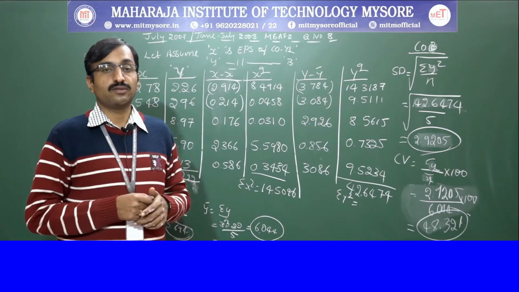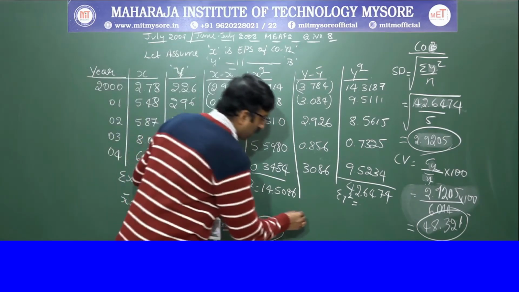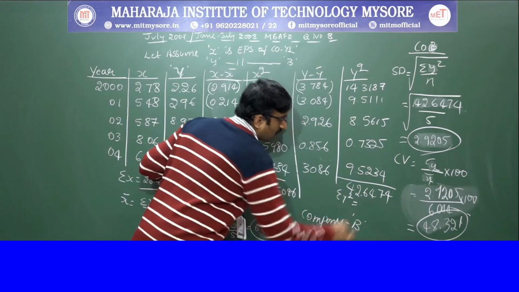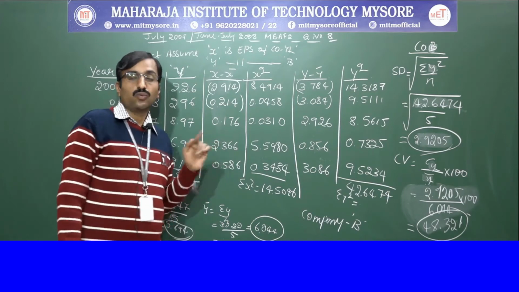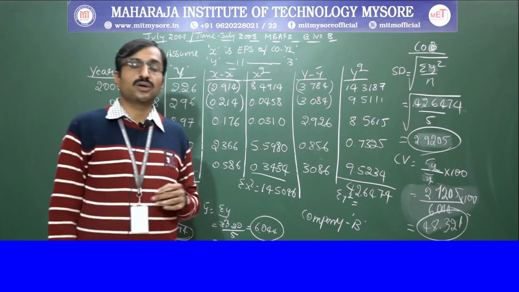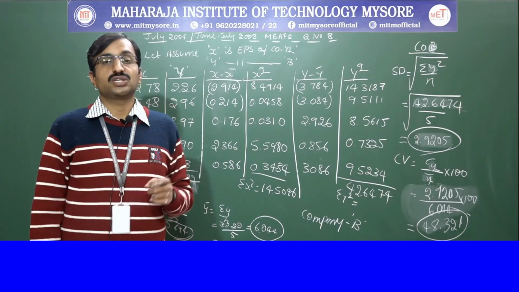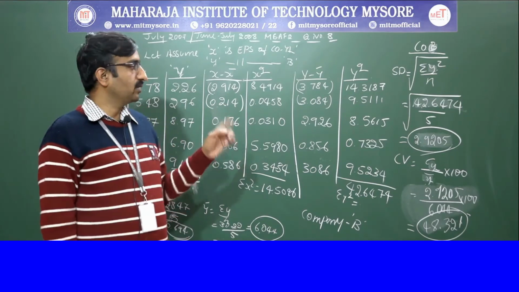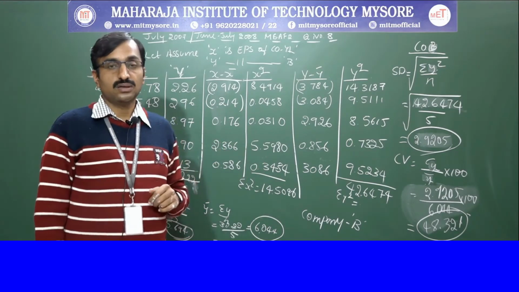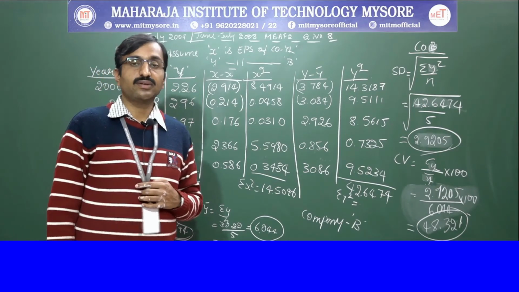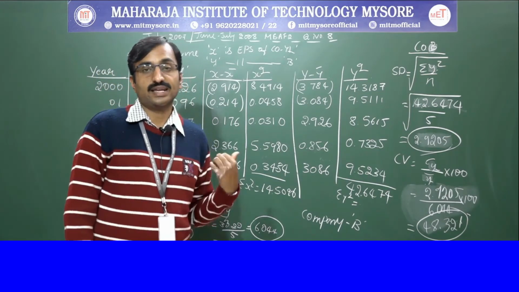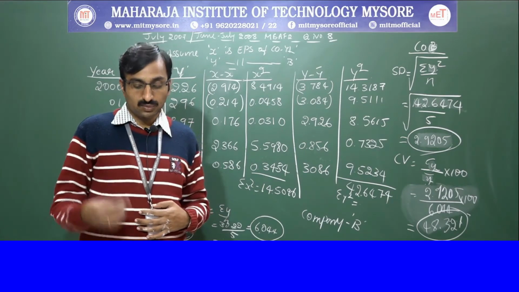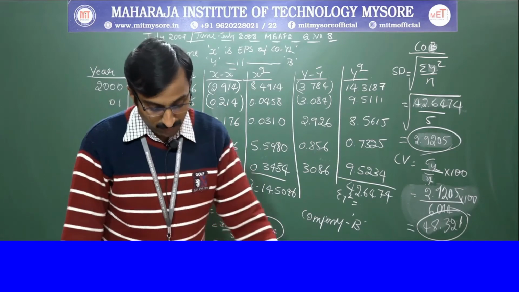From the point of investment, I prefer company B for the selection. What for? For the purpose of investment. So company B is preferred because the financial risk is very less in company B compared to company A. This is how we solve the problem based on the data given in the question paper, which carries 20 marks. Okay, next, moving on to one more question paper problem.